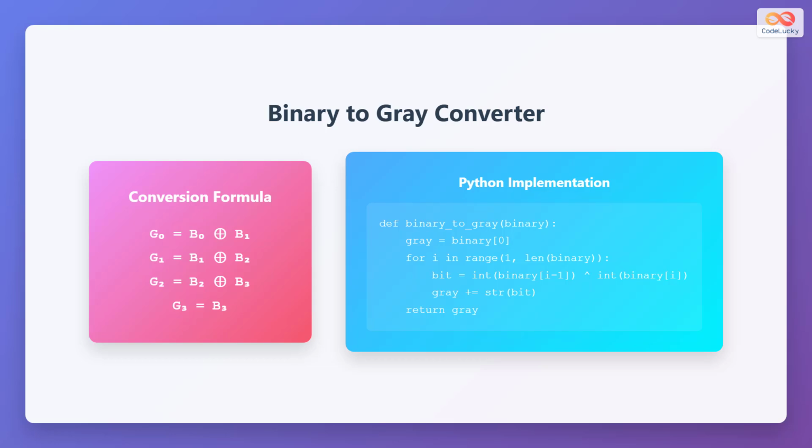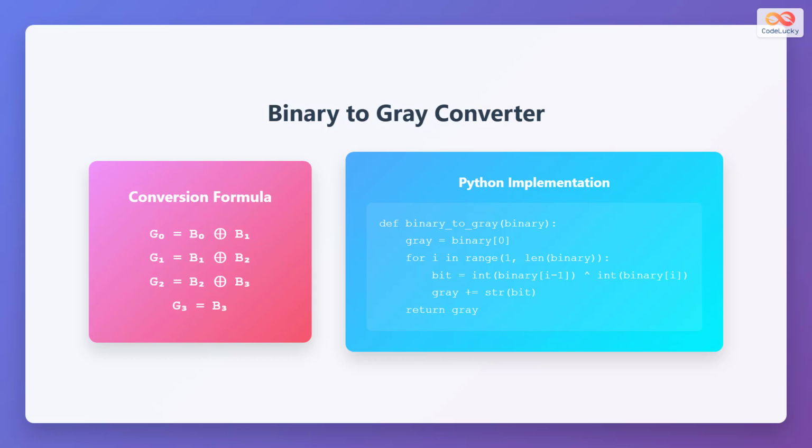Here we have binary to gray converter. The conversion formula is as follows. Gray 0 is equal to binary 0 XOR binary 1. Gray 1 is equal to binary 1 XOR binary 2. Gray 2 is equal to binary 2 XOR binary 3. Gray 3 is equal to binary 3.